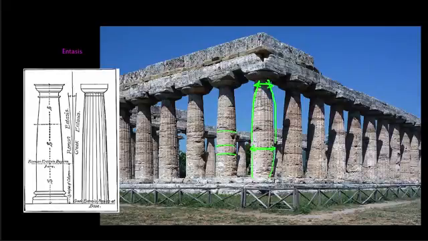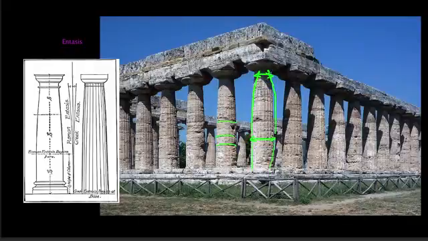One last detail. The entasis gives the shaft of the column a sense of almost elasticity, that it is bearing the weight of the stone above it. It's really fascinating to think about all of these decisions that the Greeks are making as they build.